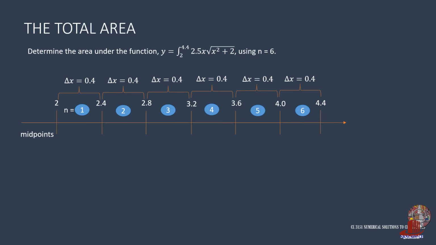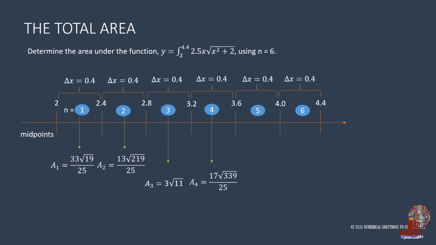Now let's summarize what we have solved so far. A1 is 33 root of 19 upon 25. A2 is 13 root of 219 all over 25. The third area is 3 root of 11. And the fourth is 17 root of 339 over 25. A5 is 19 root of 411 upon 25, while the sixth was solved as 21 root of 491 all over 25. Add all these areas and have the total area for the curve bound from 2 to 4.4 as 69.93979.